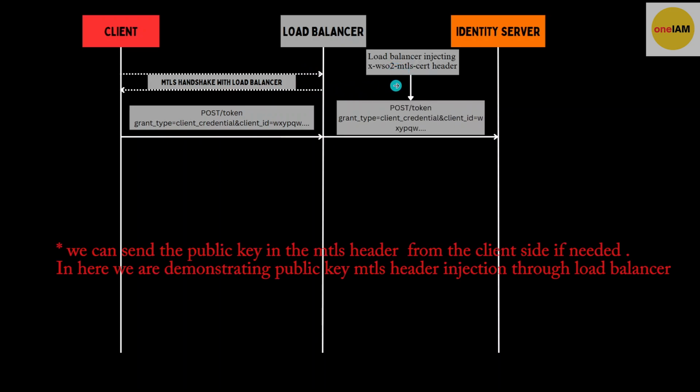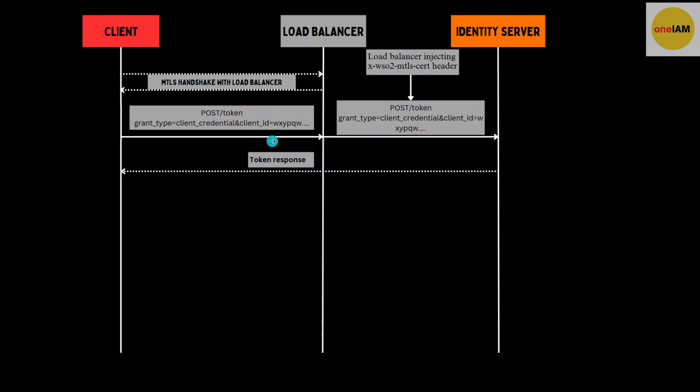We can take the public key from this request and then do a header injection with the public key into our request. Why do we do this? Because our identity server needs to validate whether this client ID is associated with the correct public key in this request. Once this validation is done by the identity server, it can send back the token response. Hope you guys are clear on the idea behind why this worked with the header injection with the public key.